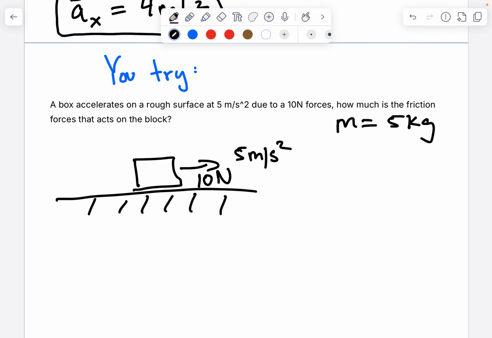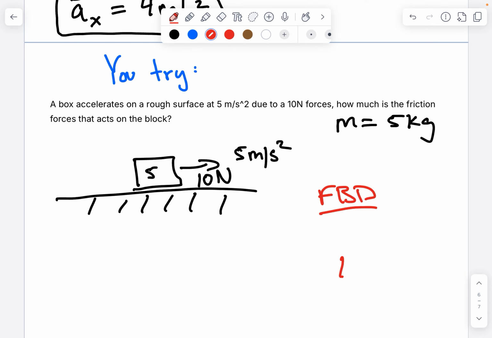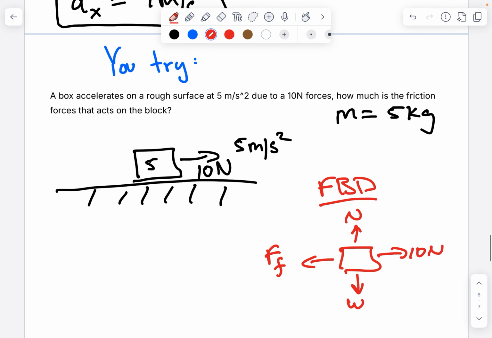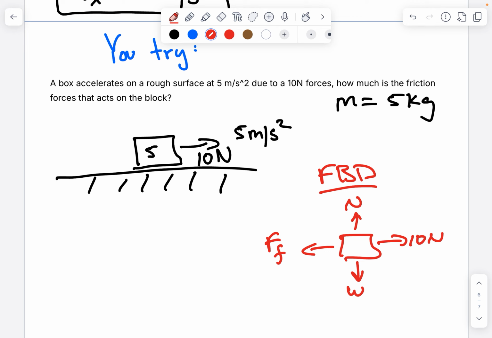We have a mass of 5 kilograms. We have it accelerating at 5 meters per second squared due to a 10 Newton force. How much is the friction? So we have our system. Our next step is our free body diagram, where we have the box. We have our weight force, our normal force. We have 10 newtons to the right, and then we have our force due to friction, right? And that is everything we need on our free body diagram.